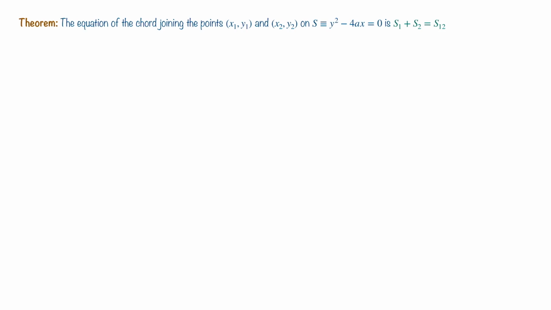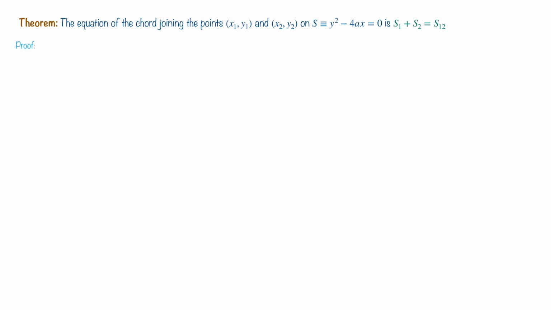So we should rather say: the equation of the secant joining the points x1, y1, x2, y2 on the parabola S equal to 0 is S1 plus S2 equal to S12. Okay, fine. The proof that we are going to give here is kind of a verification proof.